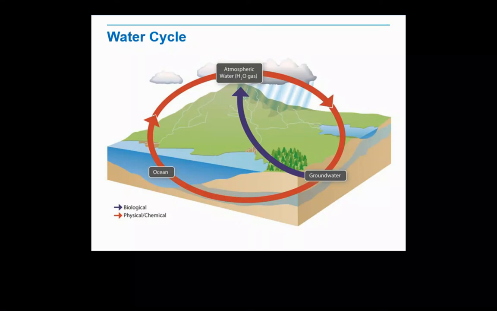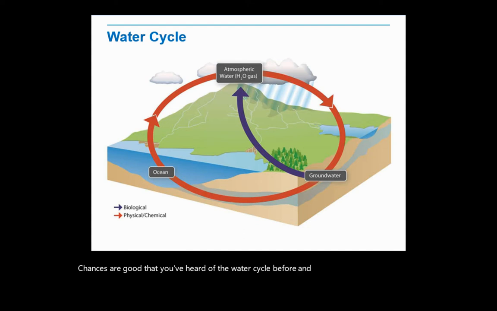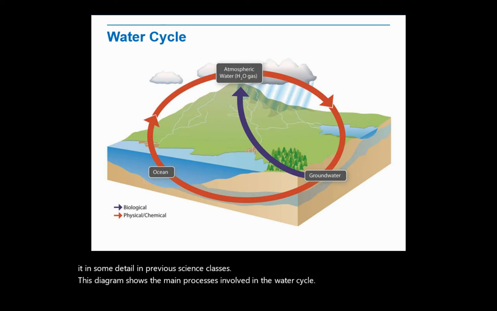Chances are good that you've heard of the water cycle before, and you may have learned about it in some detail in previous science classes. This diagram shows the main processes involved in the water cycle. Water cycles between the oceans, the atmosphere, and the land, sometimes outside living organisms and sometimes inside them.